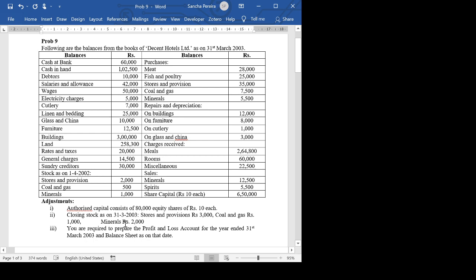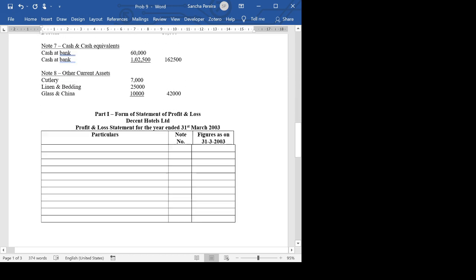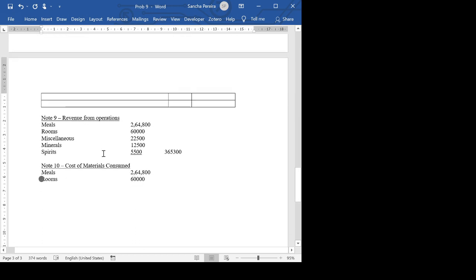Remember, the formula that I gave you is opening stock plus purchases minus closing stock. For each of these items, we need to calculate this, and then total it. These two, meat, fish, and poultry, I told you, since they don't have opening stock and closing stock, I will put them directly in the purchases. Okay, so let's start with that.